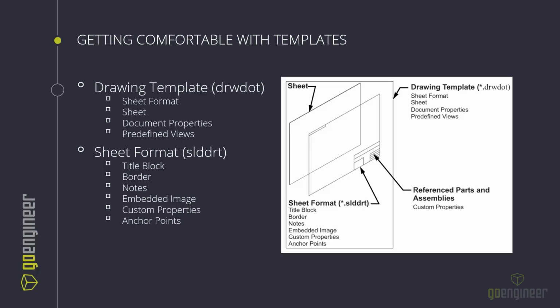And then lastly is anchor points. Those are points in your drawing that you've specified for location of such things as your revision table, your bill of material table, so that when you're placing those, it will automatically snap to those locations. So you're creating standard locations for those parts of your template.